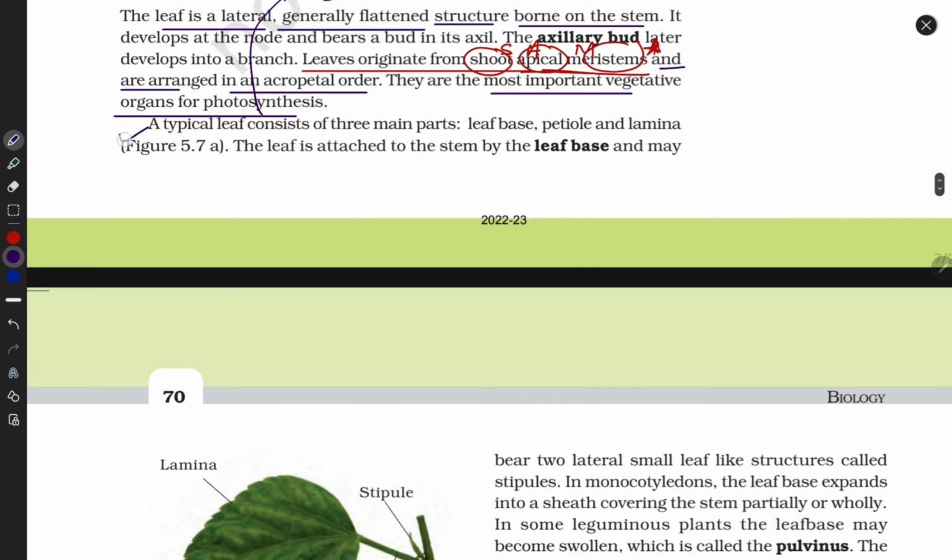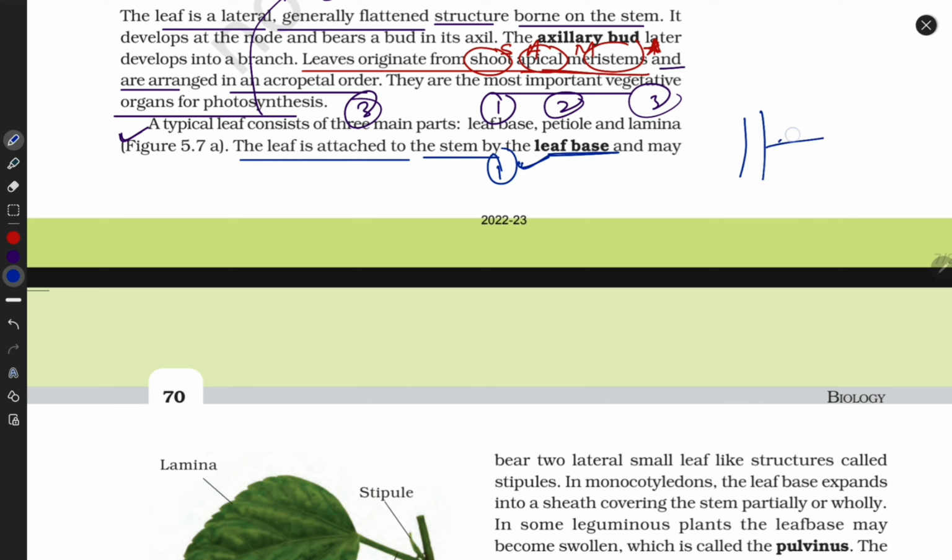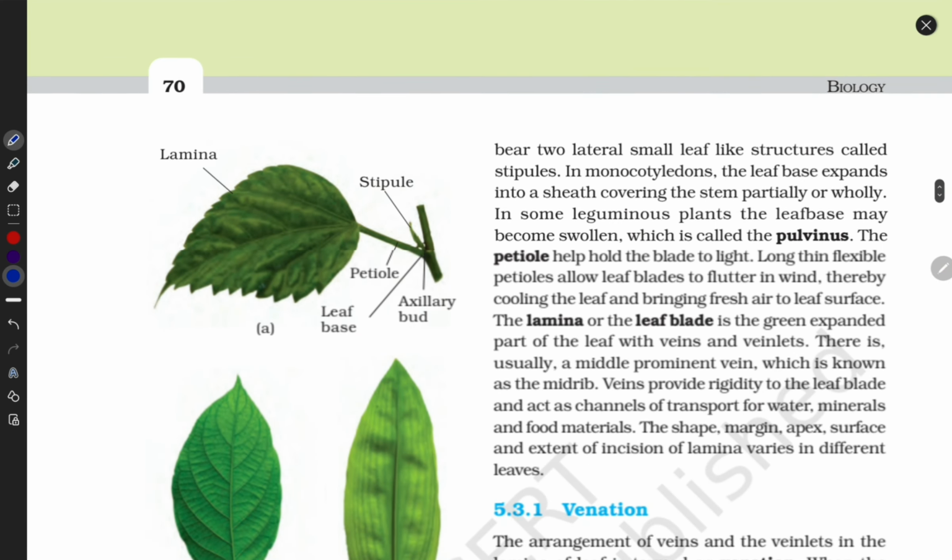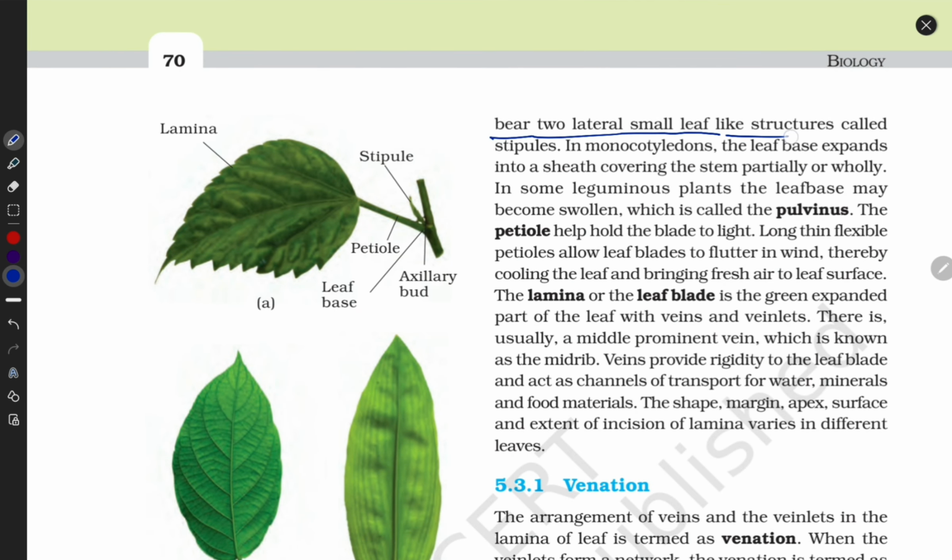Now guys, the typical leaf consists of three main parts. First is leaf base, second is petiole, and third is lamina. Now one by one, guys, let's discuss the first, leaf base. The leaf is attached to the stem by the leaf base. This is the stem and this is the leaf, and where they attach, we call it the leaf base. It may bear two lateral small leaf-like structures called stipules. Guys, this is the leaf base, and here are two greenish leafy parts, we call them stipules.